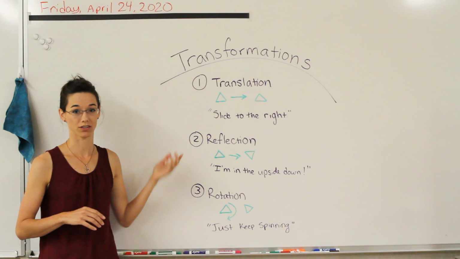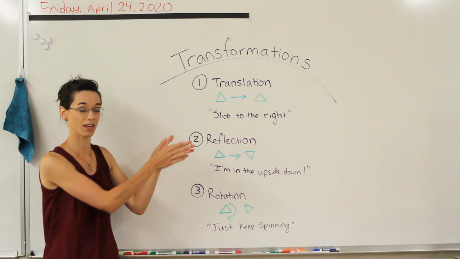The first type of movement is translation, which is simply if you take an object and you move that object somewhere else. As long as you don't change how big it is and which way it's pointing, it's just a translation. And you can think of the phrase, slide to the right. And then you know it's a translation if you just moved it. Okay, second one is reflection.